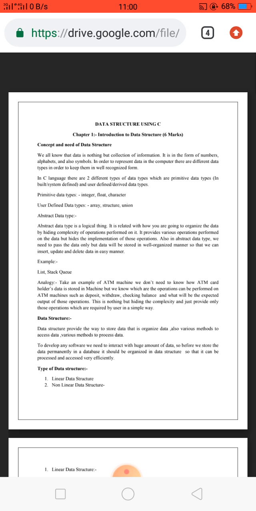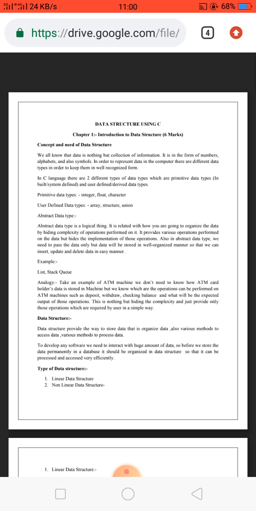Now, what is data structure? Data structure is actually a logical thing. It provides the way you can store the data, and you can access that data. You can perform various operations on that data by using data structure. It provides a system. By using that system, you can store data, you can retrieve data, and you can perform various operations on the data. Means it is the way you can store the data.